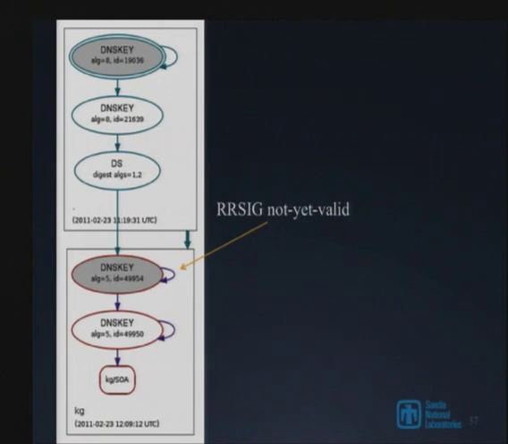Normally, you would just wait for the inception date to come, and it would just work after that. The problem with this was it seemed that every time it was re-signed throughout the day, it would keep pushing the inception date back. So this was actually like this for about 2 days. We're not sure what the problem was that we were seeing there, but eventually it cleared itself up. And during that time, again, validating resolvers were unable to validate anything below .kg.